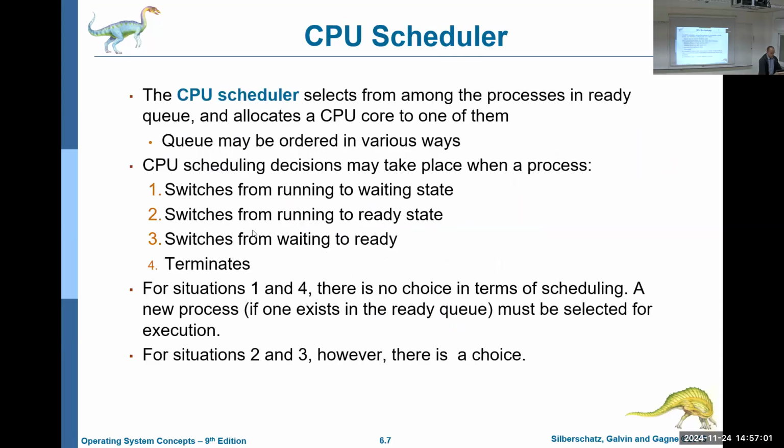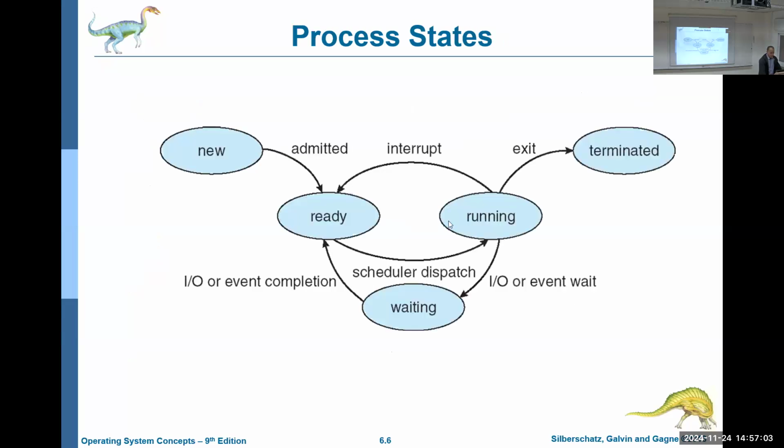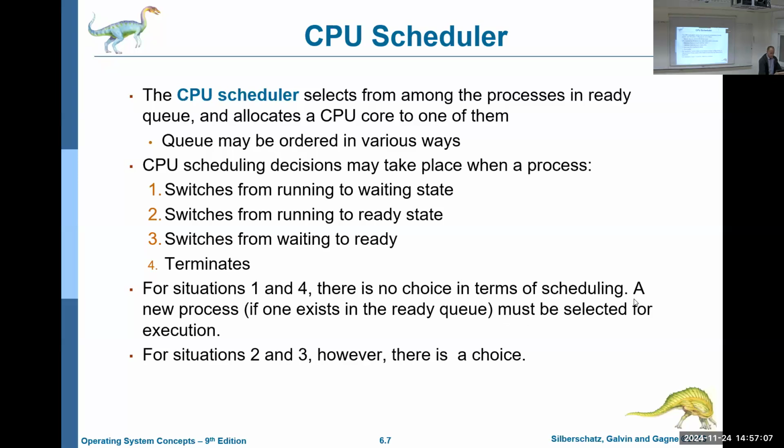But what about 2? So I just switch from running to ready. Why do I not necessarily have to do this? There's no choice to schedule. A new process in the queue must be selected. Well, I guess technically, in case 2, a new process doesn't have to be scheduled. I can reschedule the same old one. You can go from running to ready and then go back to running again. So I guess technically that's what they mean. There is a choice.